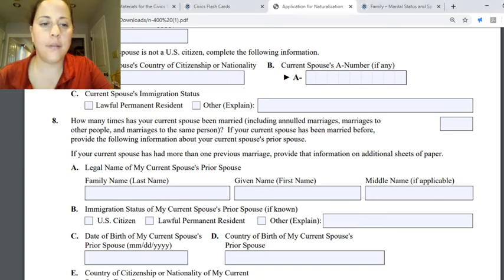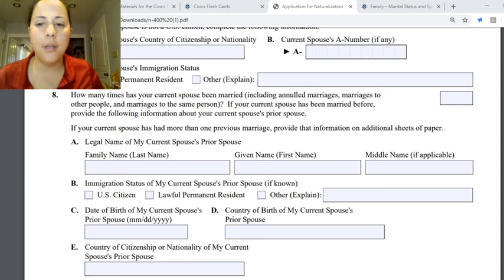Alright, let's look at number 8. How many times has your current spouse been married? Okay. 1, 2, 3. Okay. How many times have you been married? How many times has your current spouse been married? Okay. If your current spouse has had more than one previous marriage, provide the information on additional paper.